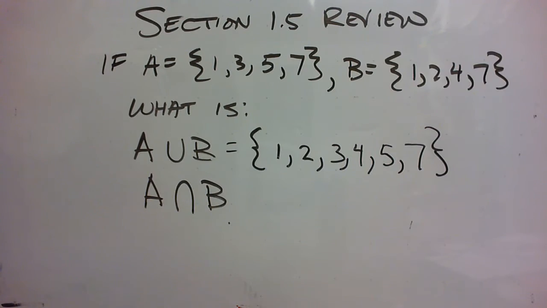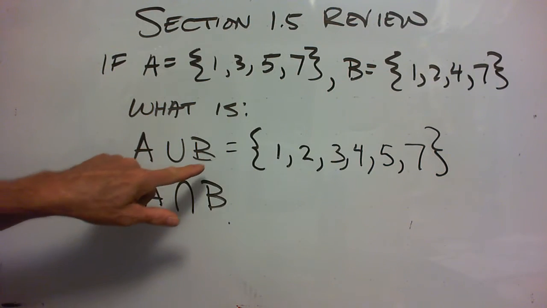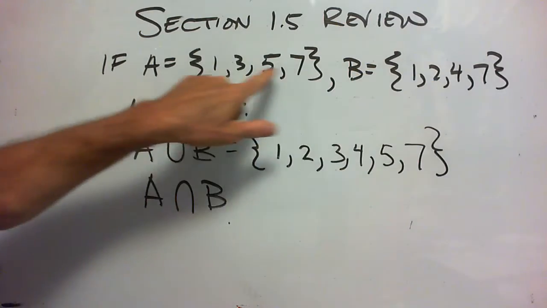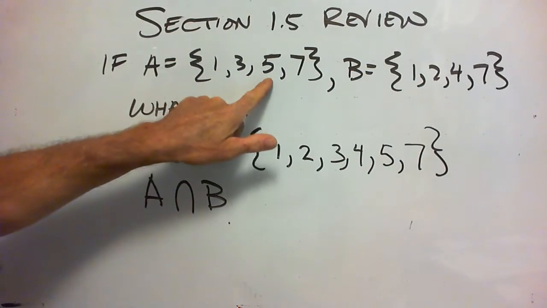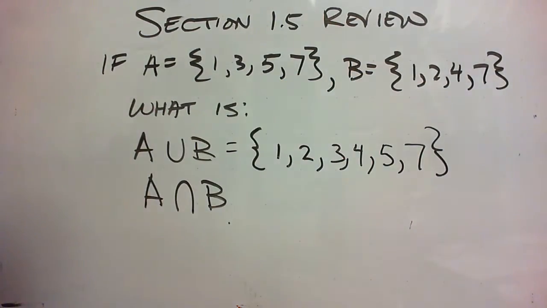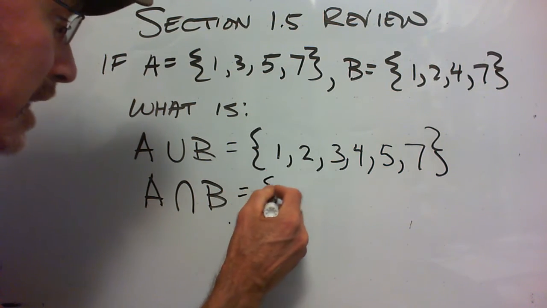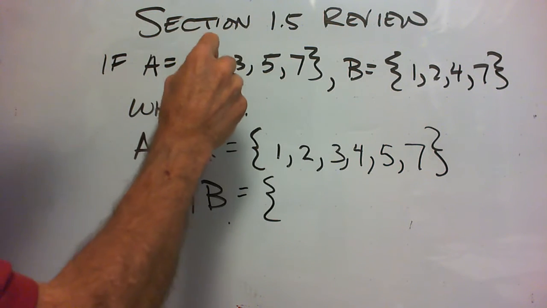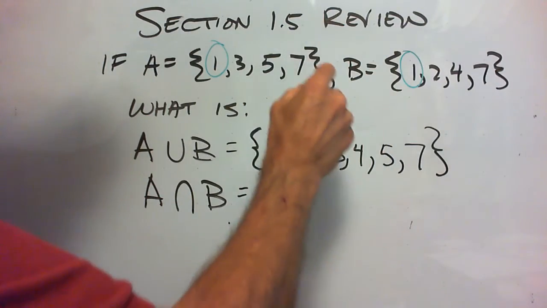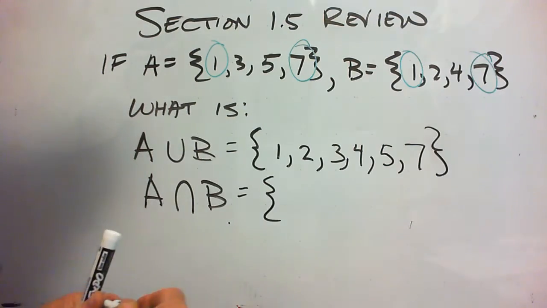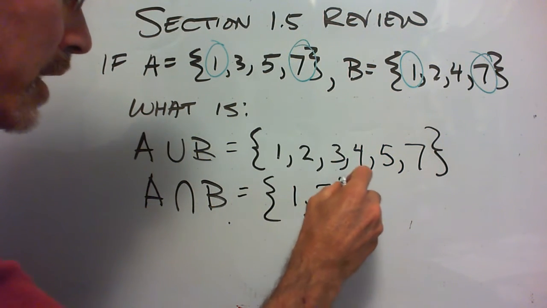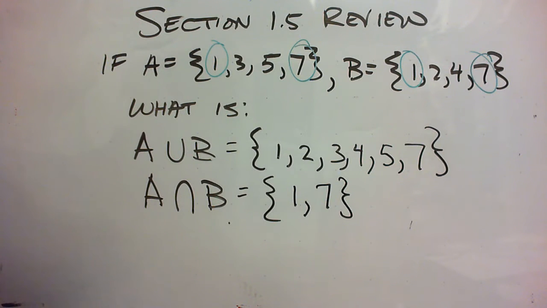So for A union B, we have the set containing 1, also 2, 3, 4, 5, and also 7. Now for the intersection, A intersection B, we only include the elements that are in both sets. So we have a 1 in both sets, and we have a 7 in both sets, and that's it. So A intersection B is just the set containing 1 and 7.